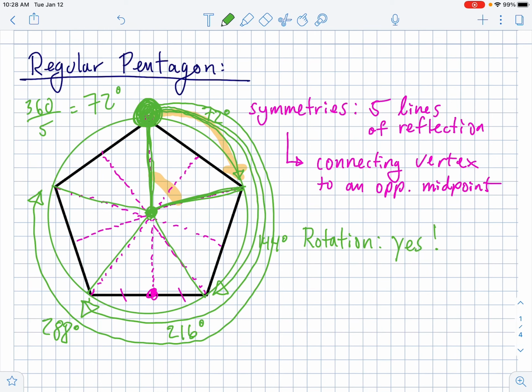So the rotational symmetries, yes, they occur. They are at 72 degrees, 144 degrees, 216 degrees, and 288 degrees.